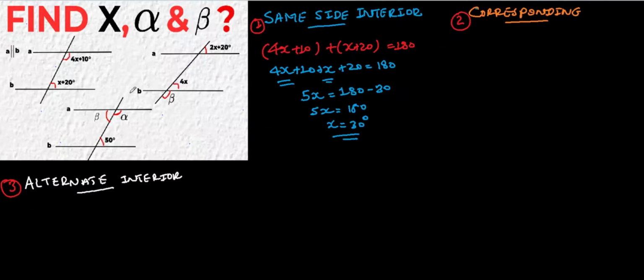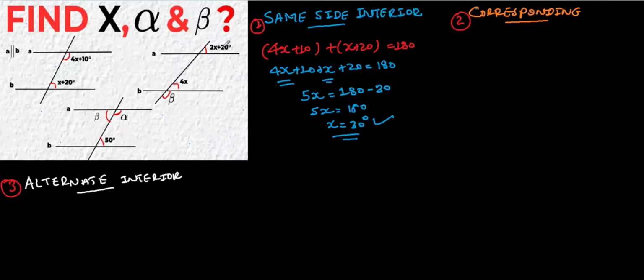Then if you substitute and check it, 4 times 30 is 120, 120 plus 10 is 130, and 130 plus 50 is 180 degrees. So based on this, that is the solution for the first example.